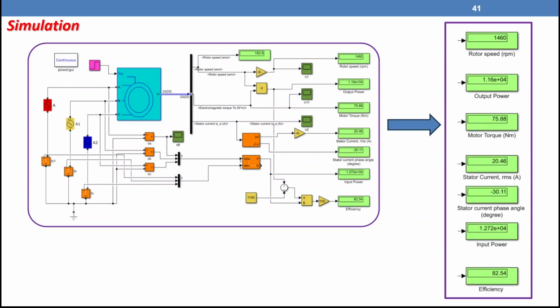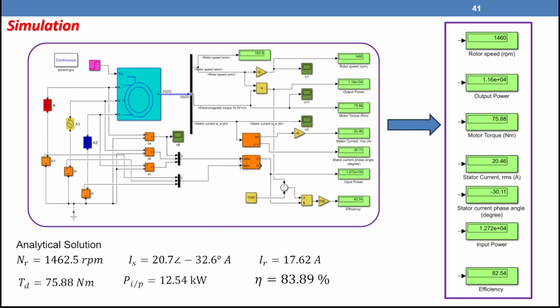We have the speed 1460 RPM, output power is 11.6 kilowatt, and the motor torque is roughly 75.88. Stator current is 20.5 with angle minus 30 degrees, the input power is 12.72 kilowatt, and the efficiency is 82.54%. Comparing that with the analytical results, they are very close. The torque here is identical to the torque there, and the efficiency differs by just 1%.